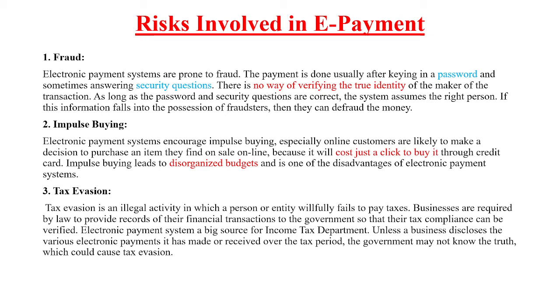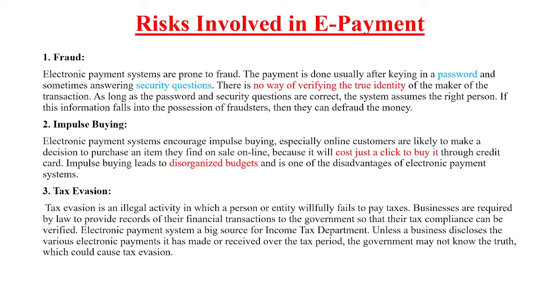Let us move to the second risk, that is impulse buying. Electronic payment system encourages impulse buying. Especially online customers are likely to make decisions to purchase an item they find on sale online because it will cost just a click to buy it through a credit card. And this impulse buying leads to disorganized budgets and is a major disadvantage of electronic payment system.